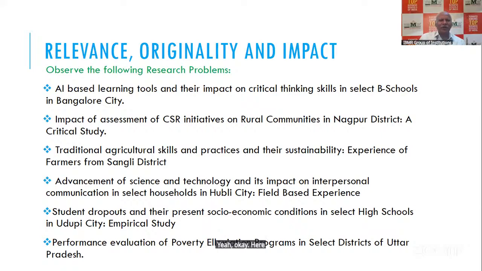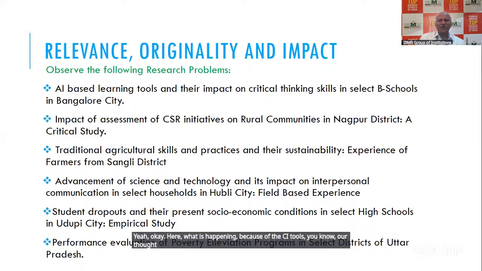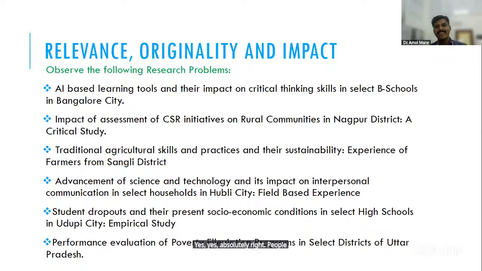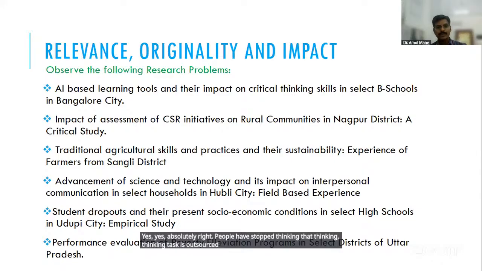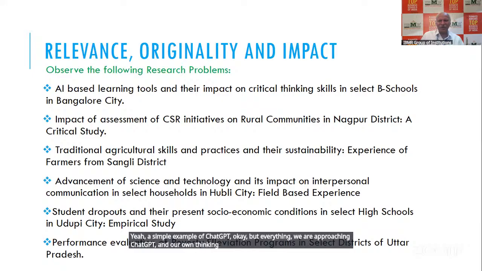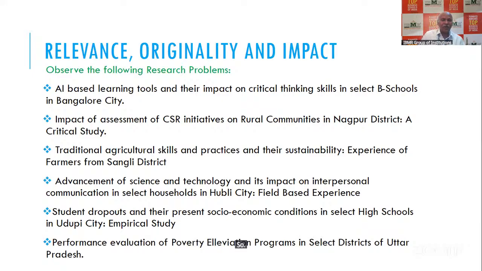What is happening because of these AI tools is that our thought process, our thinking process, our original ideas are getting affected. Am I right? Yes, absolutely right. People have stopped thinking. Thinking is an outsourced task now. A simple example is ChatGPT. For everything we are approaching ChatGPT, and our own thinking we are not using.